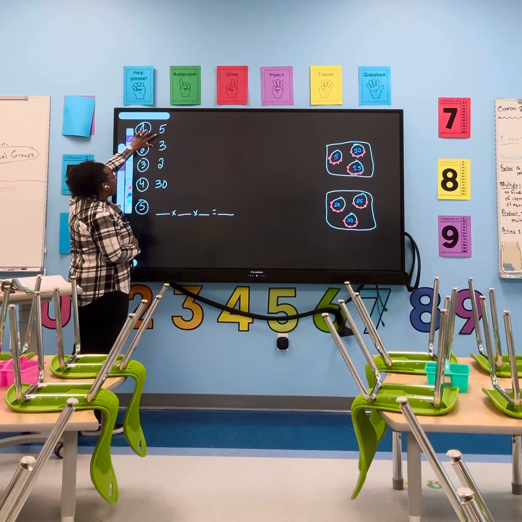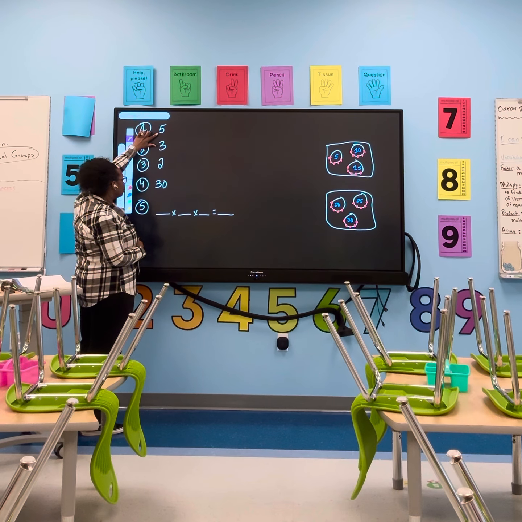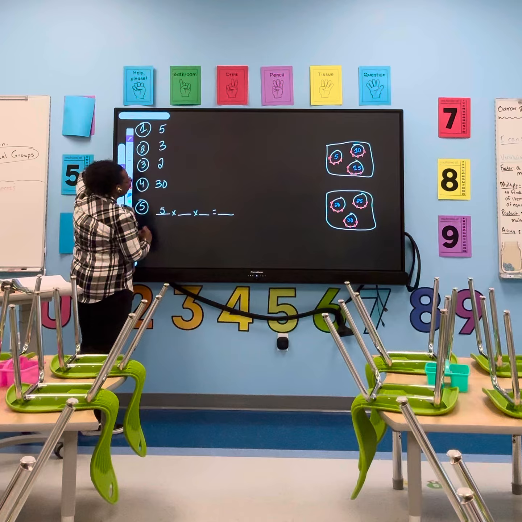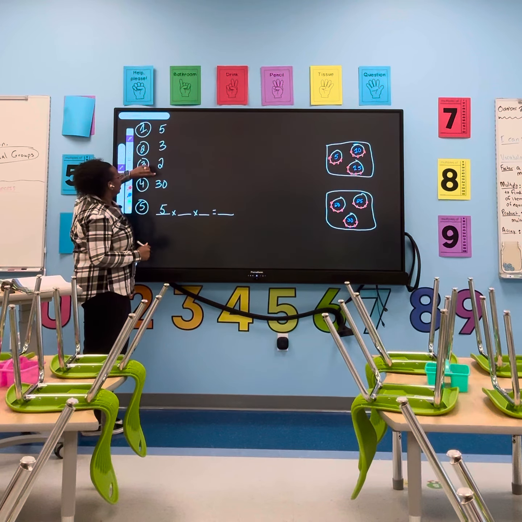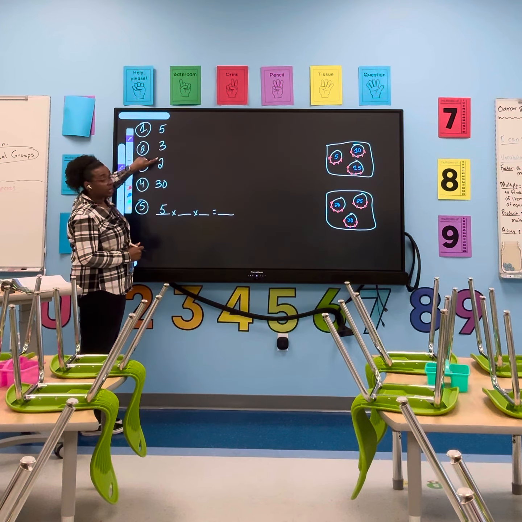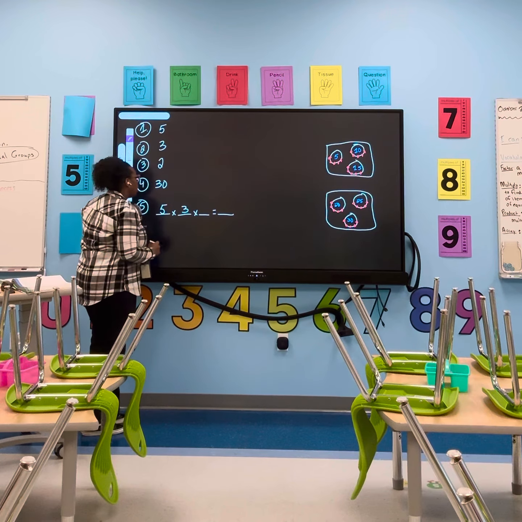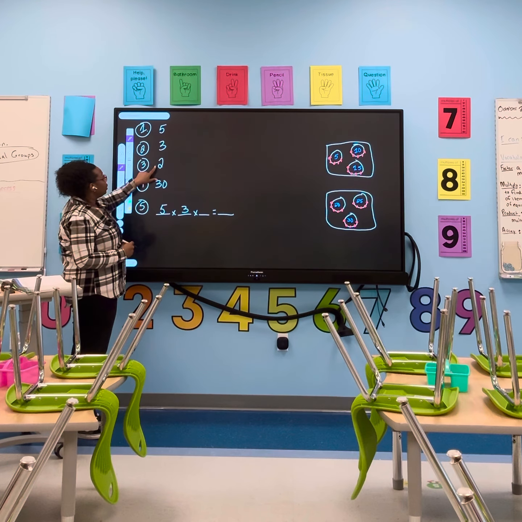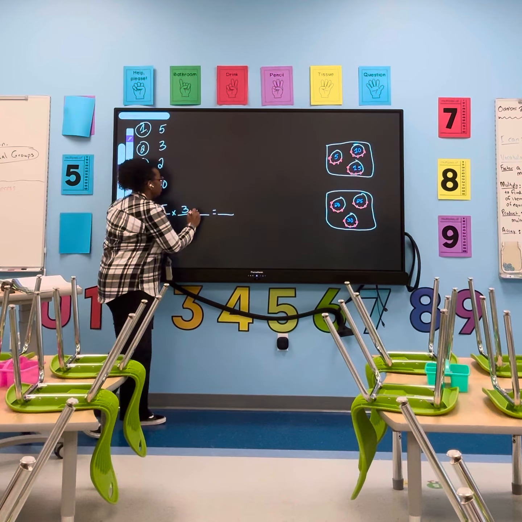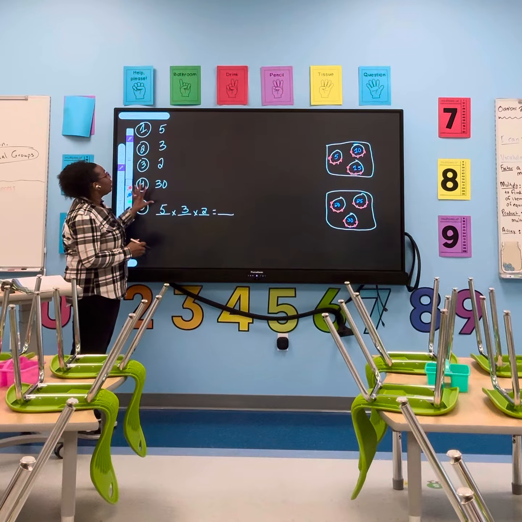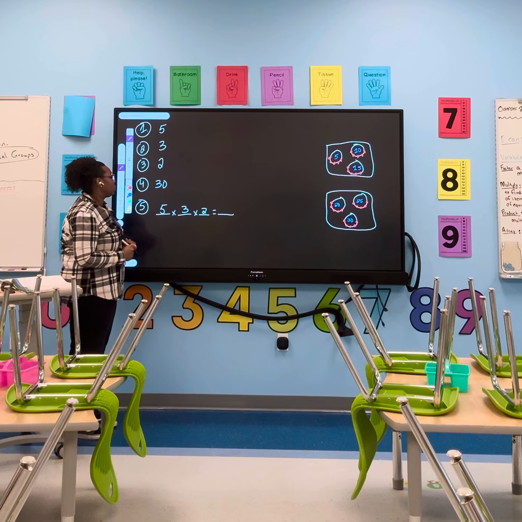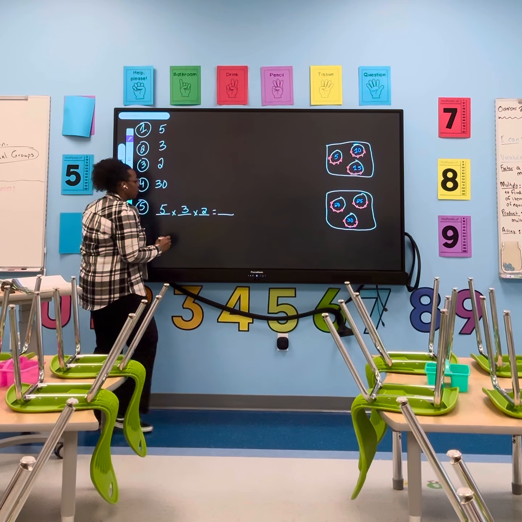I know that I have 5 beads on each bracelet, so I'm going to put the number 5. Then I know that I have 3 bracelets in each bag, so 3 goes here. I also know that I have 2 bags, that goes here. So these are all my factors: 5, 3, and 2. Once I counted all my beads, that gave me an answer of 30, so I'm going to put that here.